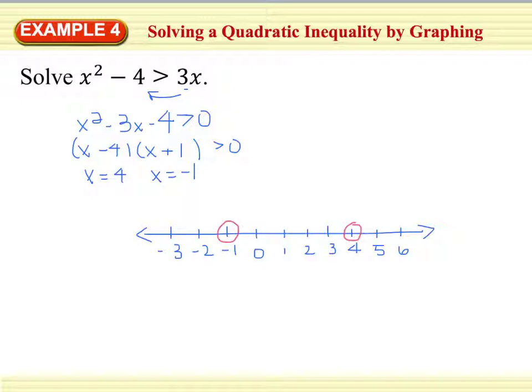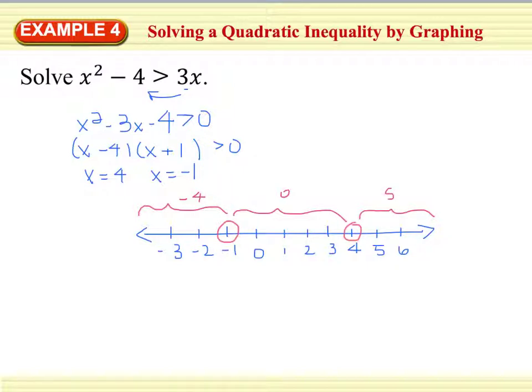Then the next thing I'm going to do is my two critical points actually subdivide my number line into 3 intervals. I've got this interval, and this interval. And the intervals on the ends both are going to continue on. I just happen to stop them at negative 3 and 6, but they do continue on. Now I'm going to pick a test point from each interval. My test point here, I'm just going to pick is negative 4. Then I'm going to pick 0 in here, and I'm going to pick 5 in here.